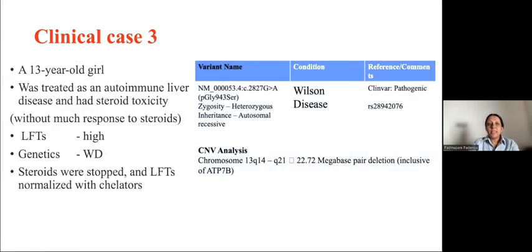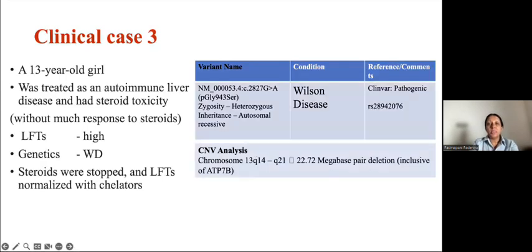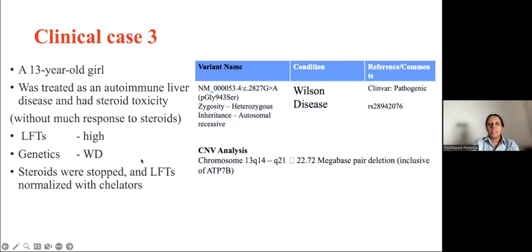If you take the third case, she's a 13-year-old girl who was treated as autoimmune liver disease. Steroids were initiated, steroid toxicity was reported, and the response was poor. The liver functions were high, and genetics was not done. However, since the diagnosis was doubtful, the CNCLD team did whole exome sequencing, and finally we were able to find that it was a Wilson disease case. So in all these three cases, the diagnosis was completely changed with genetic testing.